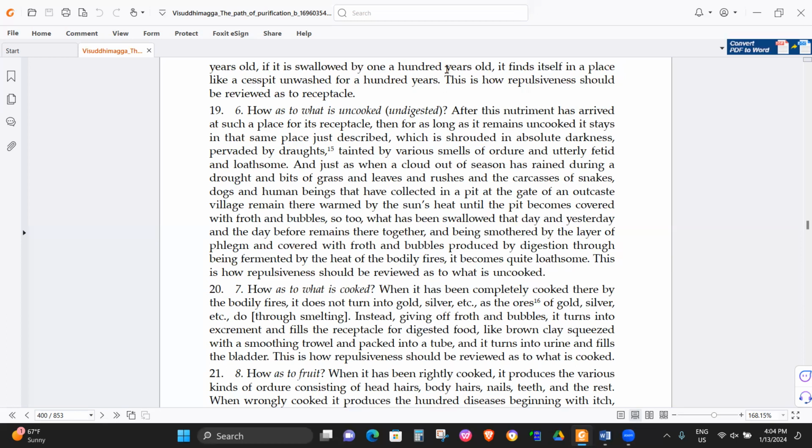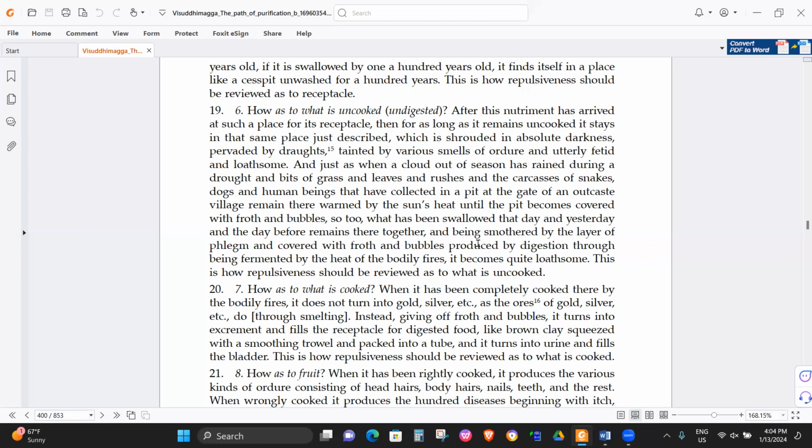Okay, so from this one, what is uncooked? Which one is it talking about? Do you know? Can you sum it up? Oh, the food. The food we take in, and if it remains undigested, it will ferment, and then fermented, it produces the froth, bubbles, and then the smell.